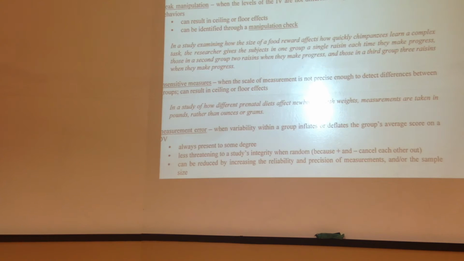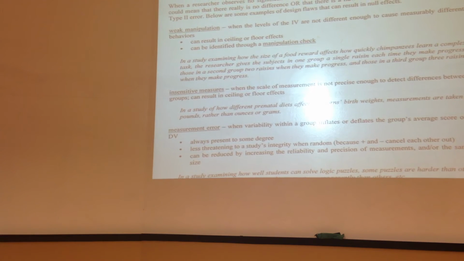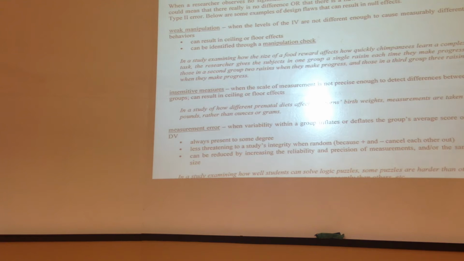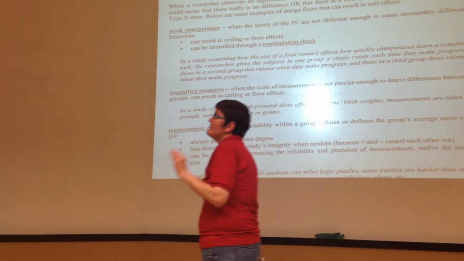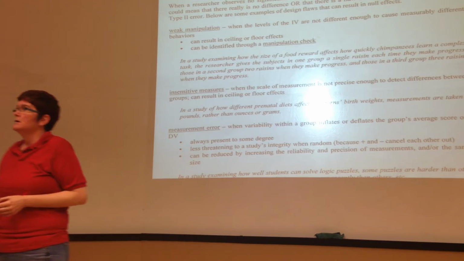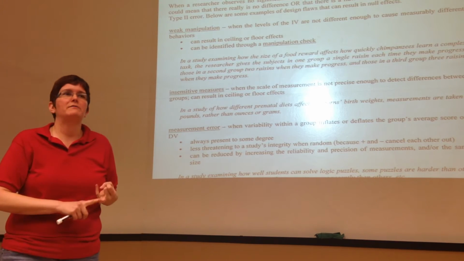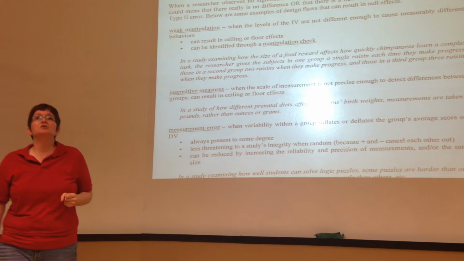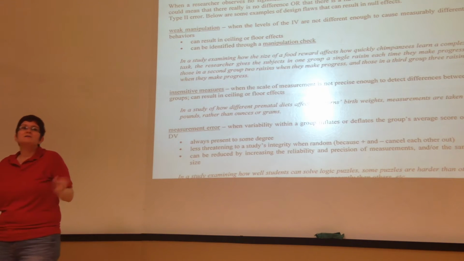Okay. So let me switch over to this, to DocCam. So now we're going to talk about things that contribute to type 2 error. So one thing that can contribute to type 2 error is having a weak manipulation. Okay, now what do we manipulate? Independent variables or dependent variables? Independent variables. Right? So weak manipulation has to do with how we have designed our independent variable.